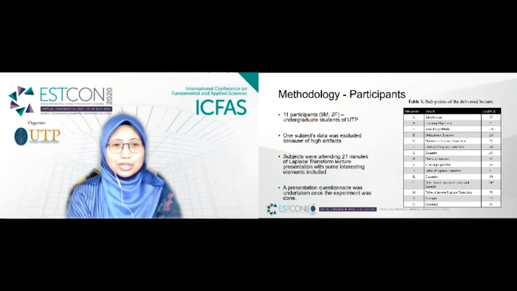In our project, 11 undergraduate students participated in the experiment. The participants consisted of 9 male students and 2 female students. One subject's data were excluded because of high artifacts. Students attended a 21-minute Laplace transform lecture presentation, with some interesting elements included. The presentation questionnaire was undertaken once the experiment was done.